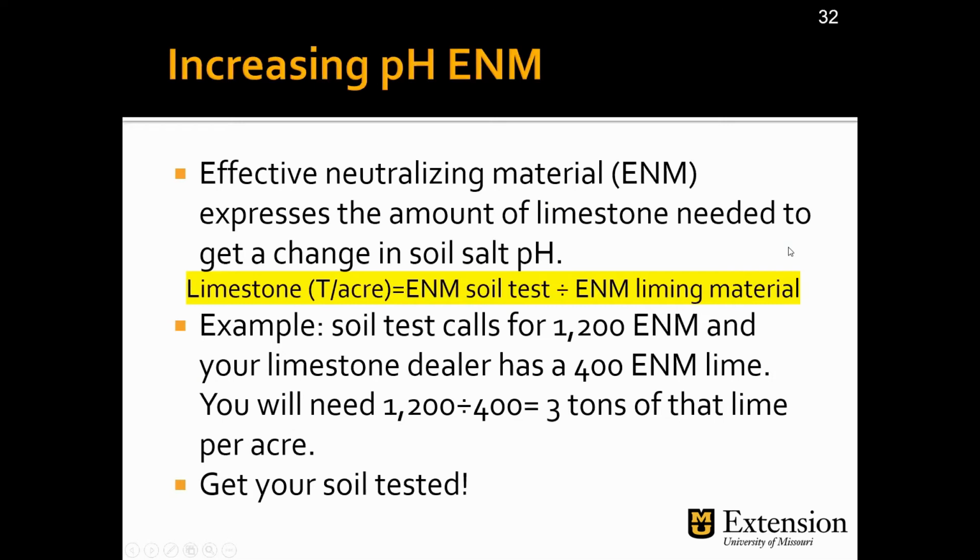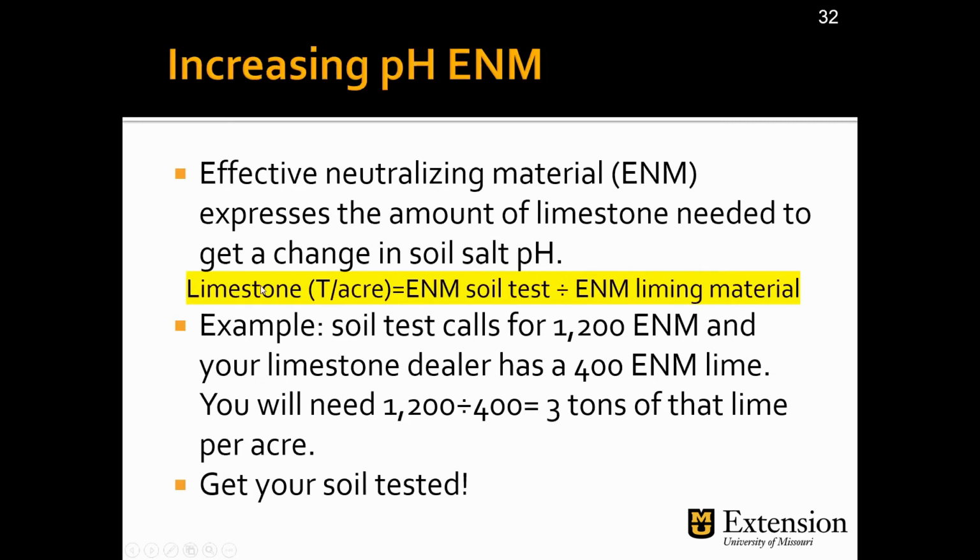Now, how do you know how much limestone to add in order to increase the pH, to go the other way, to make it more basic? So with soil tests, when you send the soil sample to the soils lab, they're going to tell you how many pounds of limestone to add, or some laboratories will tell you an effective neutralizing material, or ENM, number. And this is just how much limestone you need to get a change in pH.